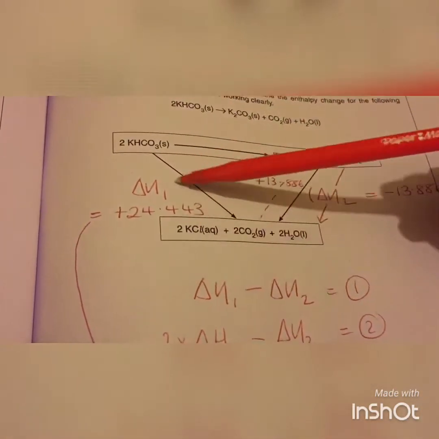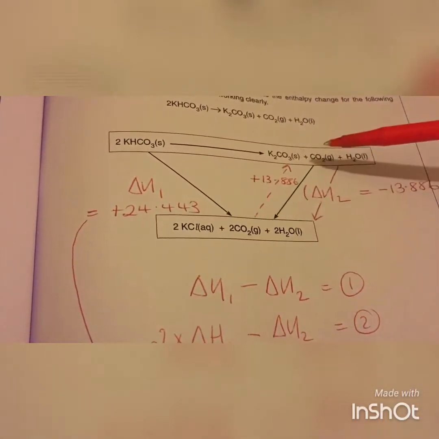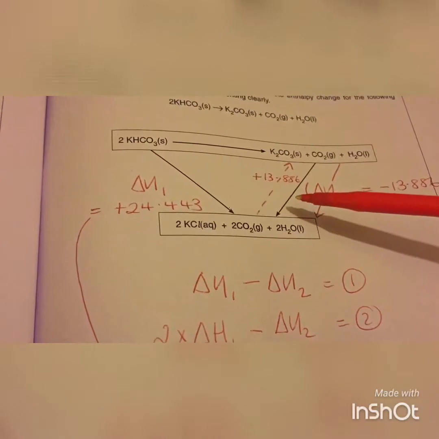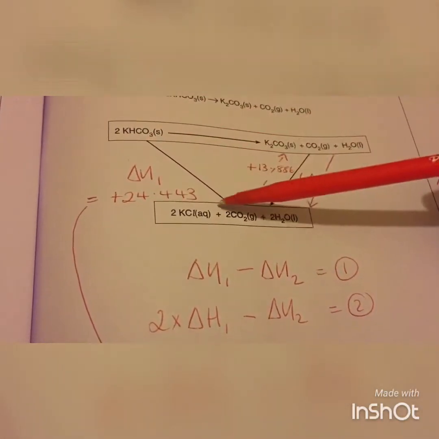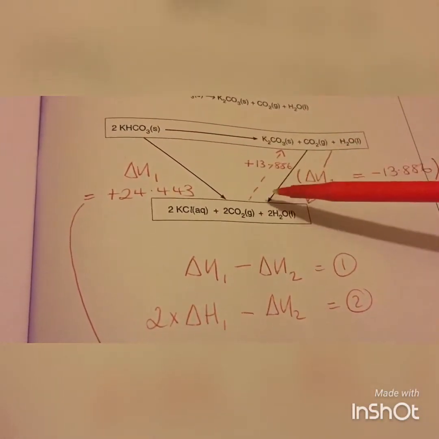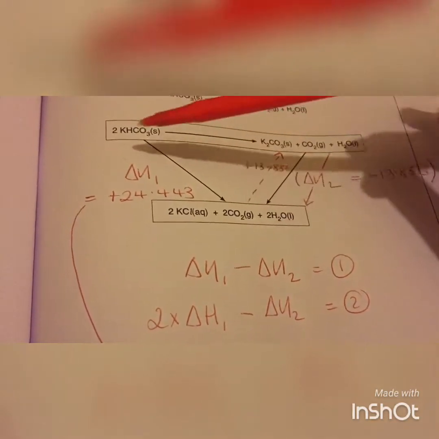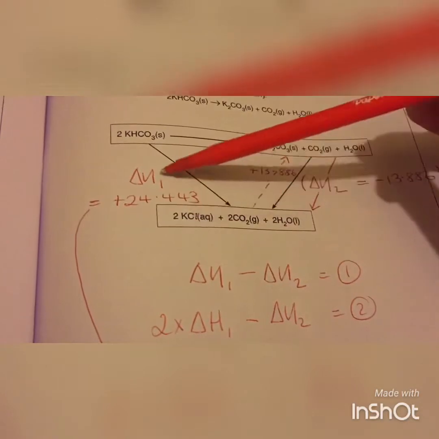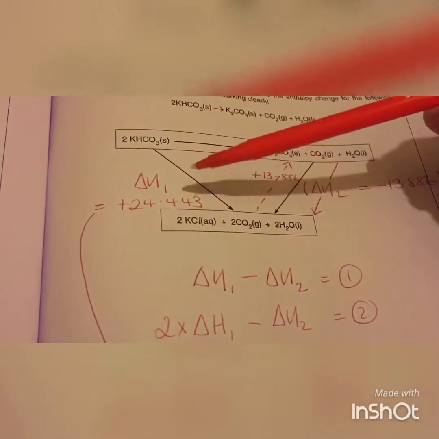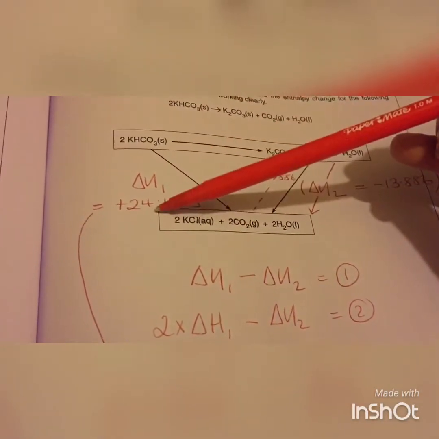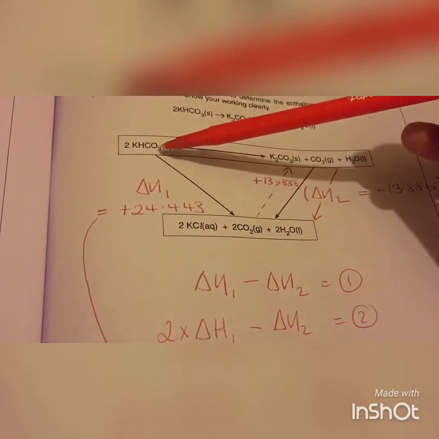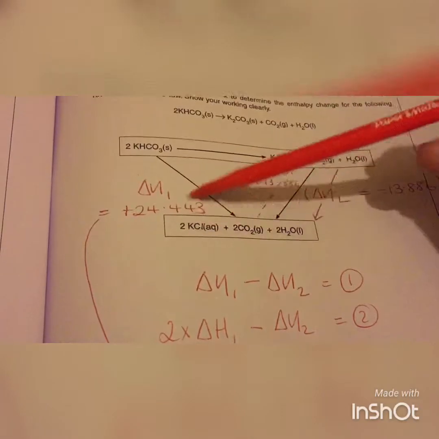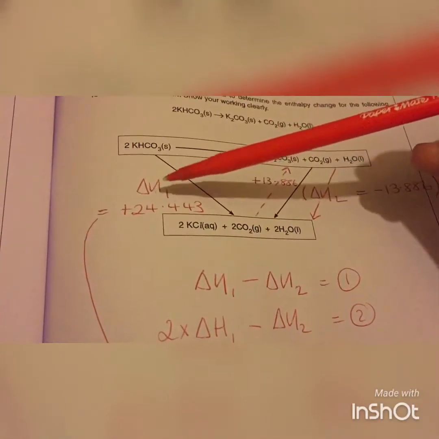If you did delta H1 take away delta H2, you get 1 mark. If you did 2 lots of delta H1 take away delta H2, then you picked up both marks. Here to here, even though it's a 2 to 2 ratio, we have to remember that the enthalpy change that we calculated earlier was per 1 mole. So this number here represents 1 mole of KHCO3 being converted into 1 mole of KCl. So I have to double up this value when I'm doing my calculations if I want to get my enthalpy change correct.